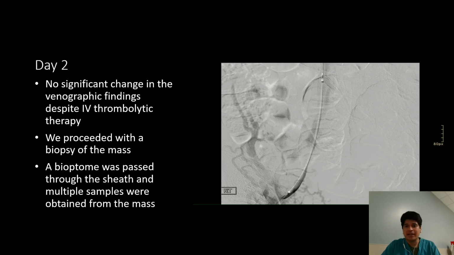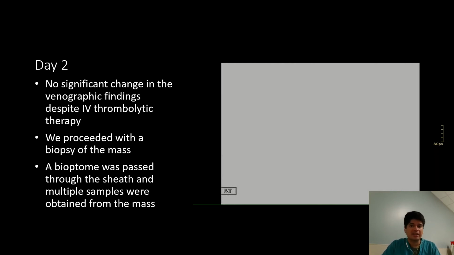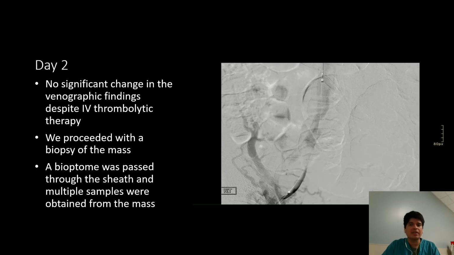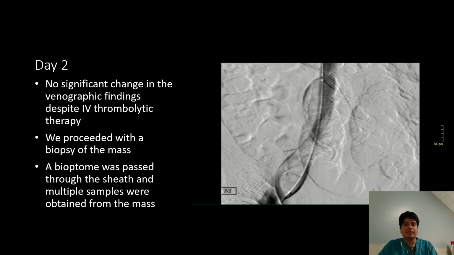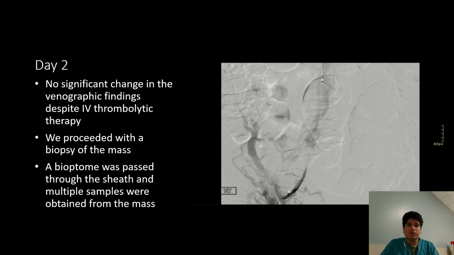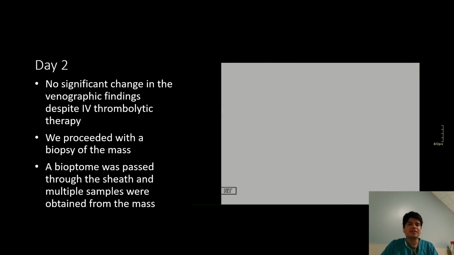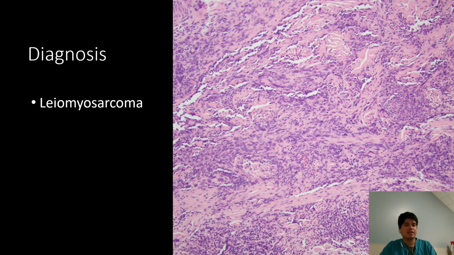There was better recanalization, but you still have this huge filling defect in the right external iliac vein and the common iliac vein. At this point, we were sure that we are dealing with something beyond a simple thrombus. So we went ahead with a bioptome and proceeded with a biopsy of this lesion through the sheath. And what it turned out to be was a leiomyosarcoma.